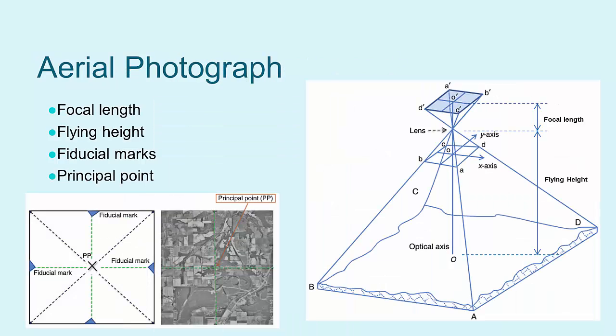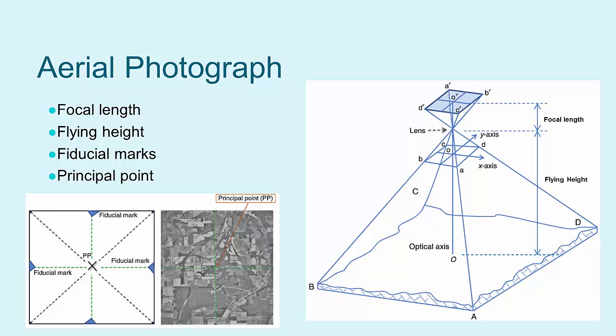First, I'd like to introduce a few important concepts of photogrammetry. Focal length is a very important property of a camera. It's defined as the distance between the camera lens and the image plane. It determines the scale of the aerial photograph. The flying height indicates the height of the aircraft above the ground.